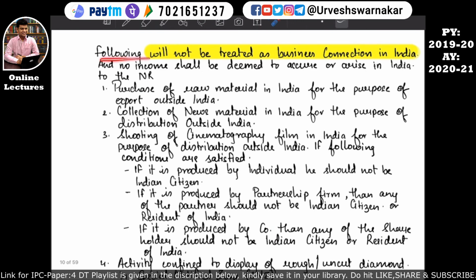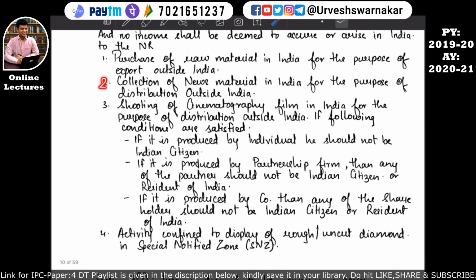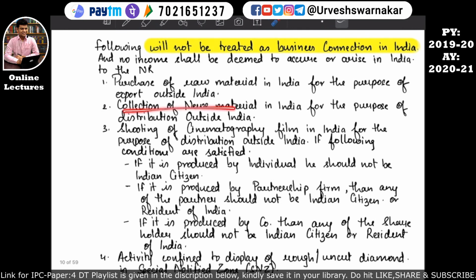Following will not be treated as business connection in India and no income shall be deemed to be accruing or arising in India to the non-resident. Point number 1. Purchase of raw material in India for the purpose of export outside India will not be treated as a business connection in India. Point number 2 says that collection of news material in India for the purpose of distribution outside India will not be treated as business connection in India. I hope this is quite clear.